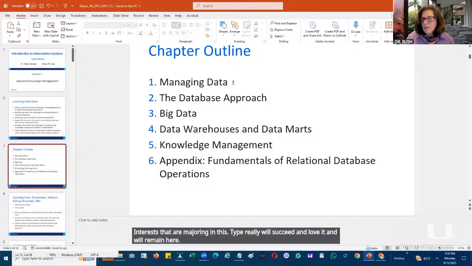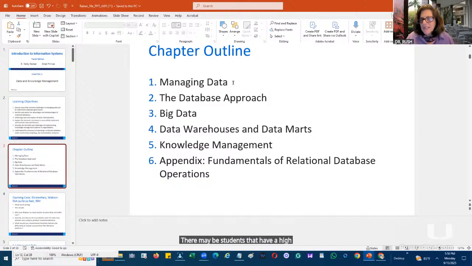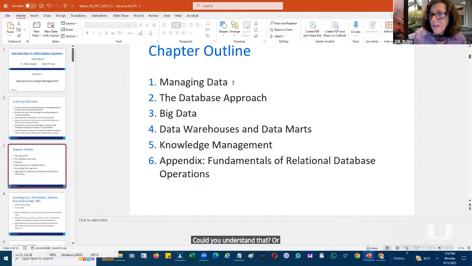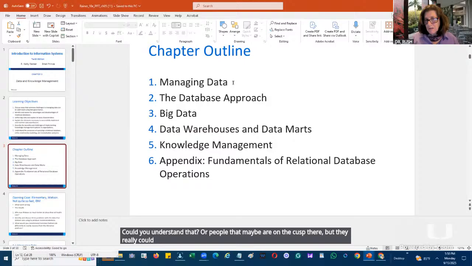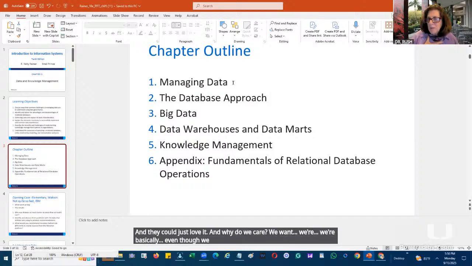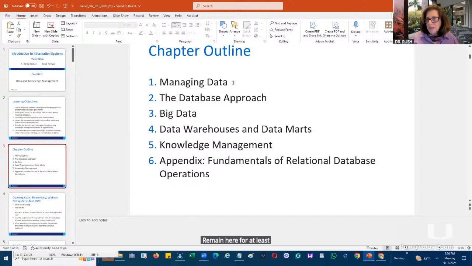There may be students that have a high GPA, but, Cheyenne, could you imagine this may not be the place for them? Could you understand that? Or people that maybe are on the cusp, but they really could flourish here, and they could just love it. And why do we care? Even though we're nonprofit, we want our students to remain here for at least 4 years. And we want our students also to succeed well.